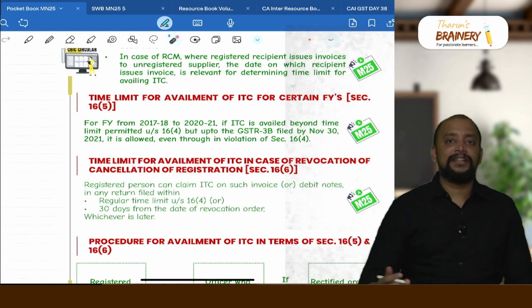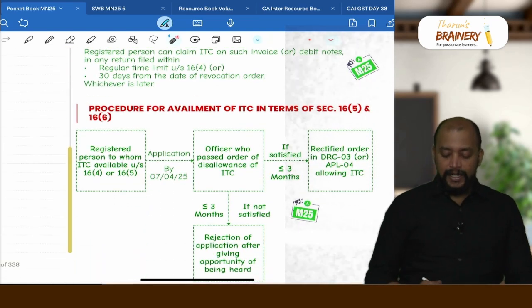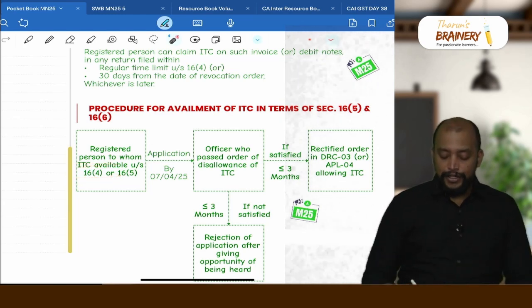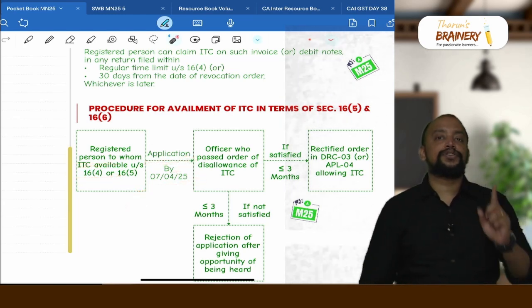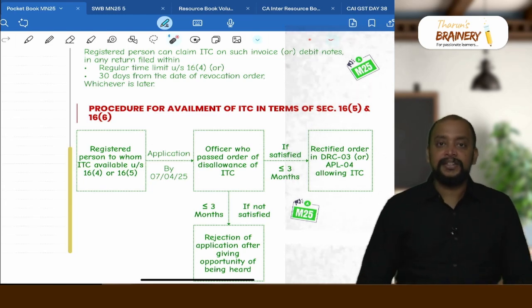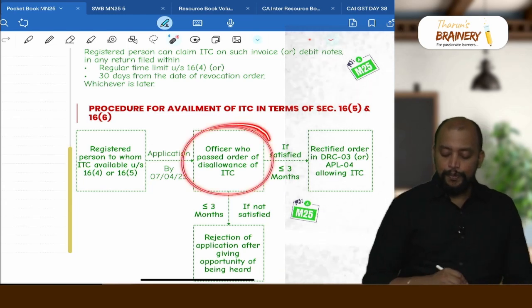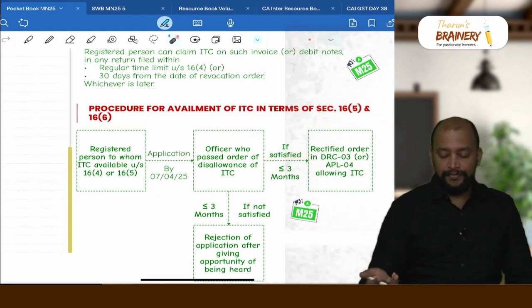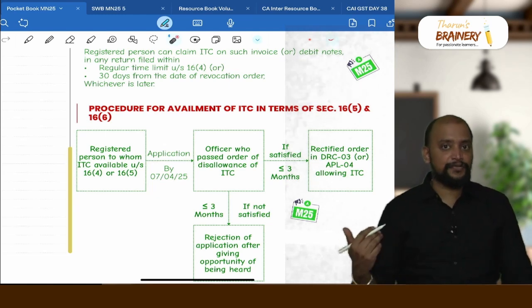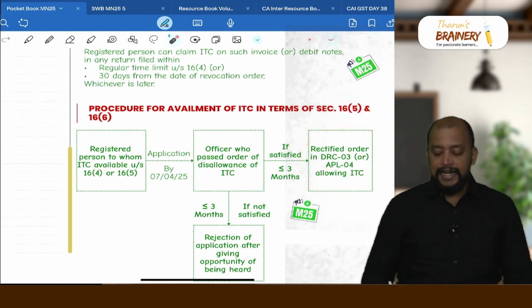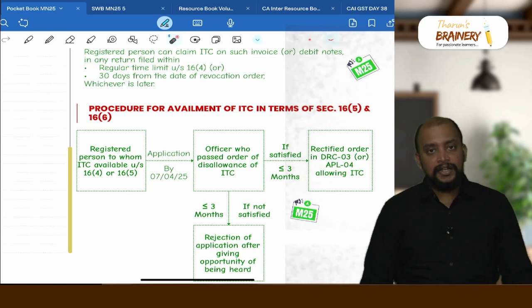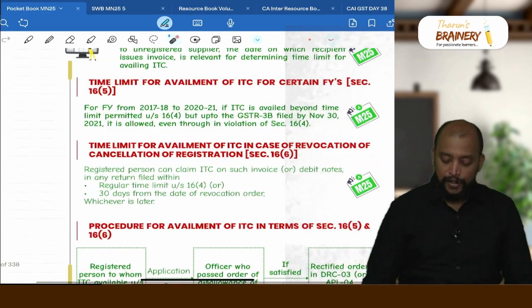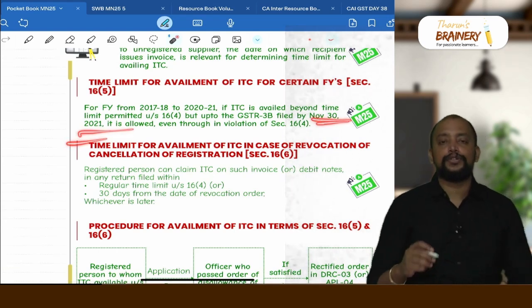But sir, how to avail this? For that they have given a procedure. So what is that? Registered person to whom ITC is available under 16(4) or 16(5) should make an application by 7/4/2025. That is the date by which the application should be made, 7th April 2025. And the officer who passed the order of disallowance of ITC at that time, if satisfied, because of section 16(5), can allow the re-availment of ITC. So a rectified order in DRC3 or APL4 allowing the ITC. If not satisfied, within 3 months they will reject the application after giving opportunity of being heard. Why will they reject? Because the time limit, you have not taken by November 30, 2021, so they will reject it.